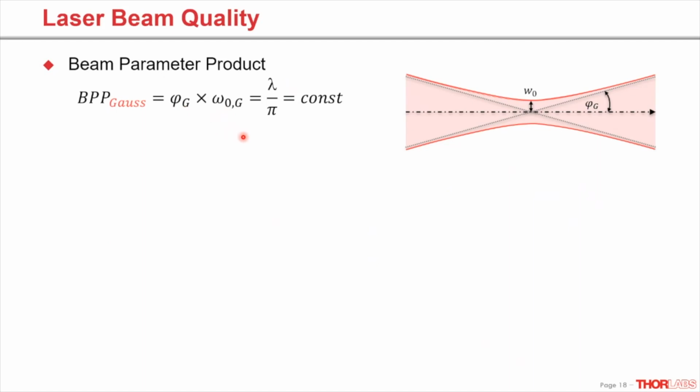The beam parameter product of an ideal Gaussian beam is only dependent on the laser wavelength, and it has the unit millimeters times milliradians.